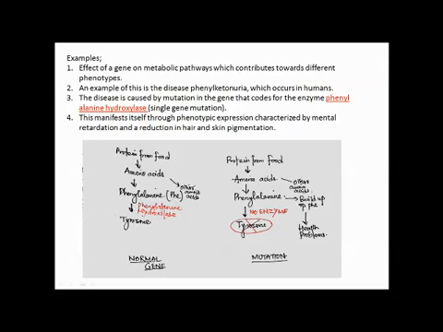So these disorders are also called inborn errors of metabolism, and because it is concerned with metabolism, the formation of one or more enzymes disturbs the complete system of the enzyme. Effect of a gene on a metabolic pathway which contributes towards different phenotypes. An example of this is the disease phenylketonuria, which occurs in humans.